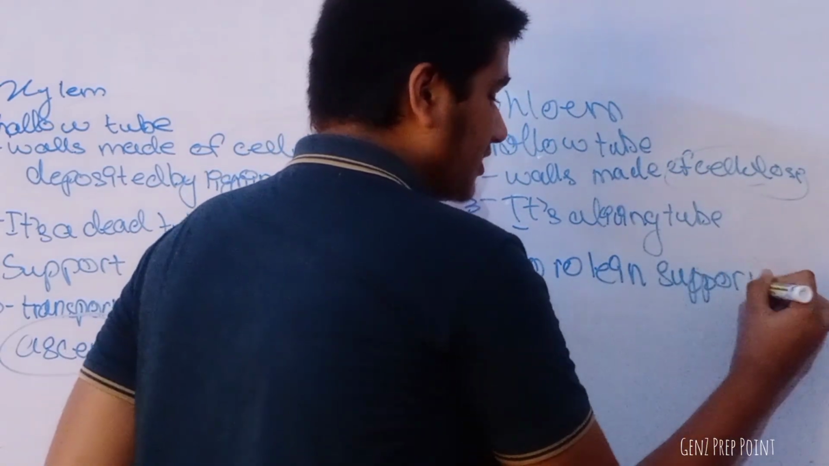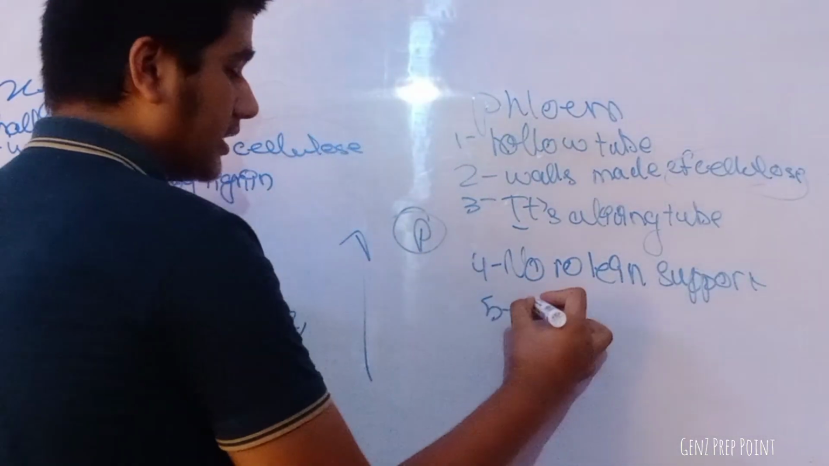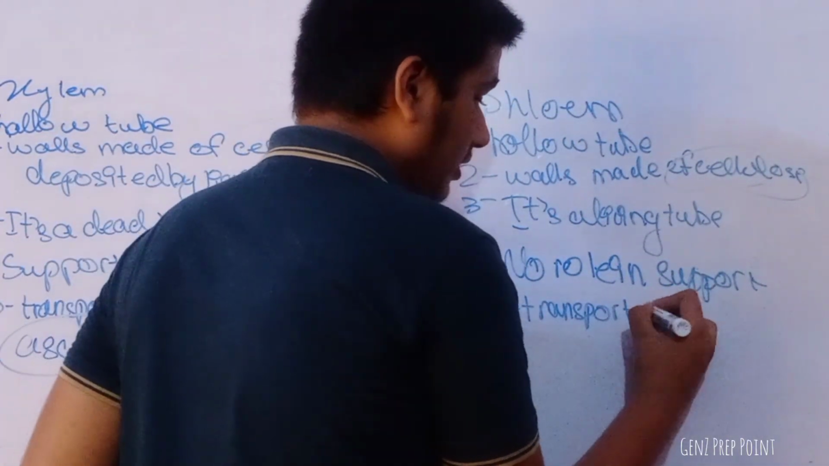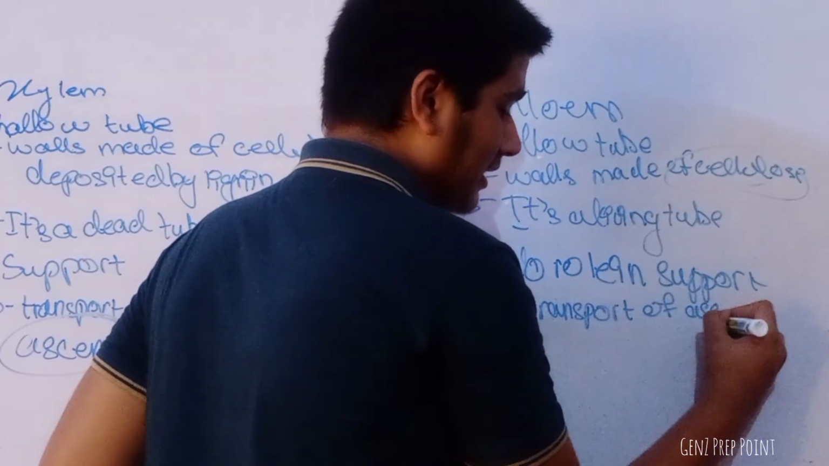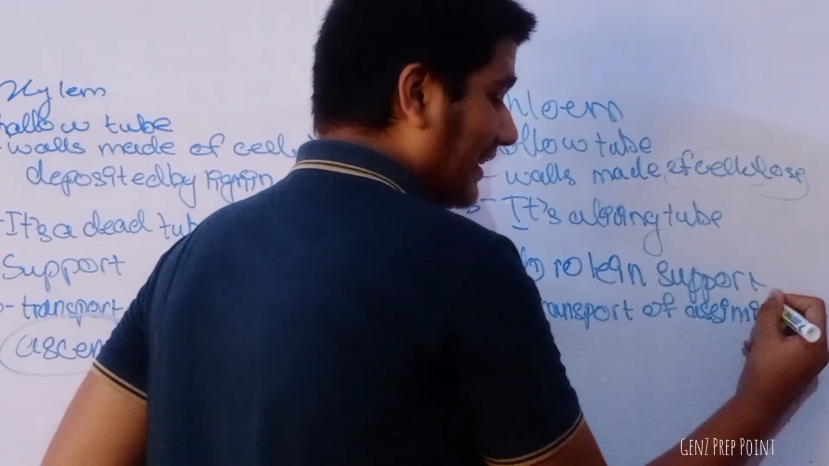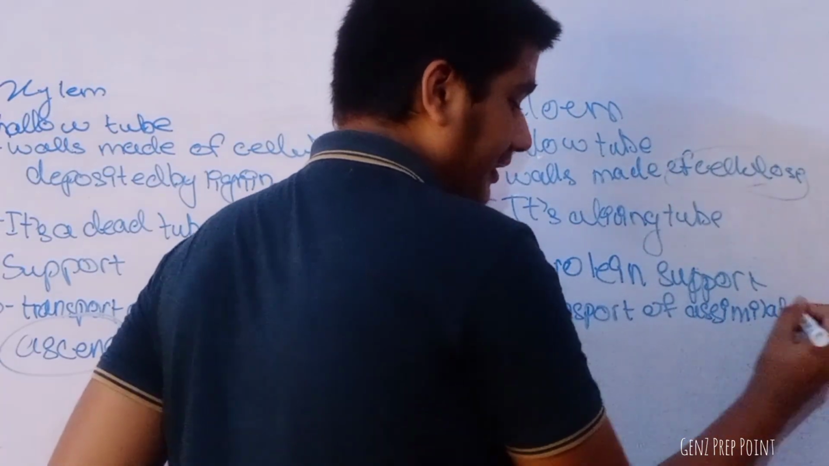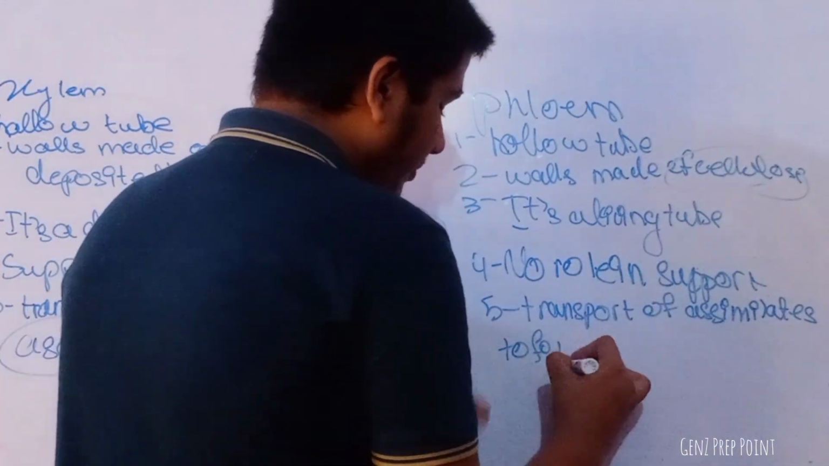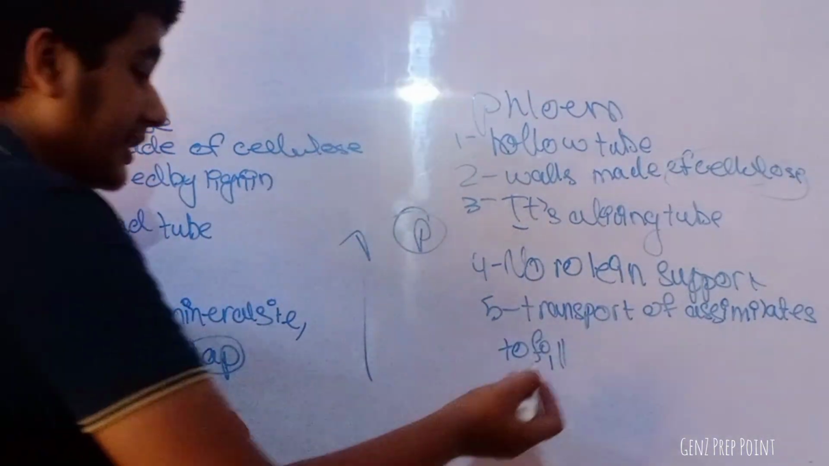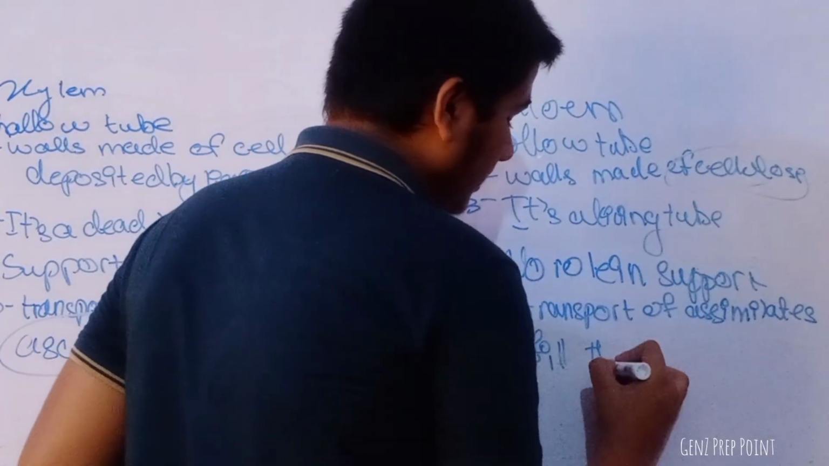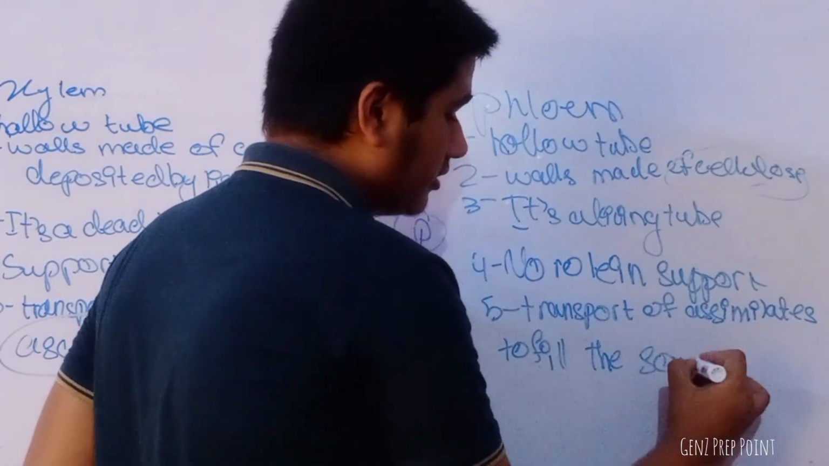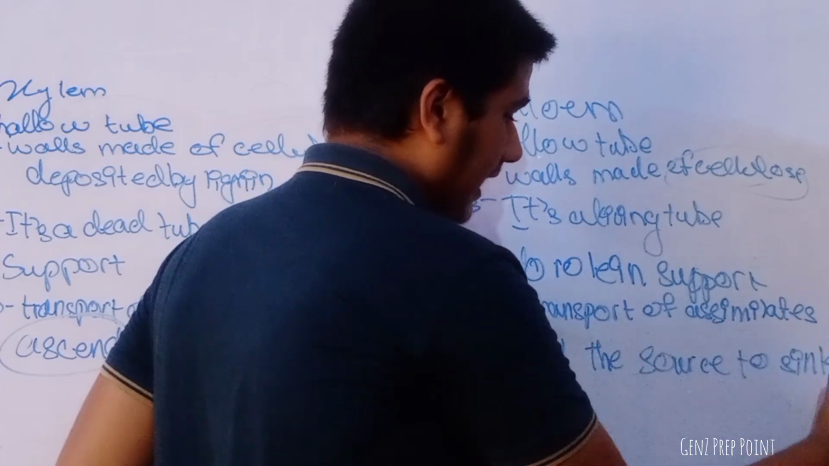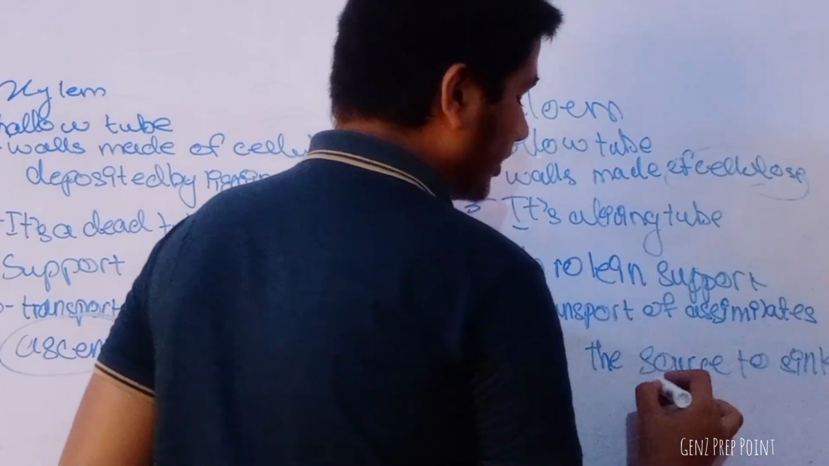What's then the purpose of it? Transport of assimilates, like glucose, sucrose, or nutrients that cells need. Now this is a new word for you, many of you it would be a new word: to fill the source to sink gap. What does it mean by source to sink gap?